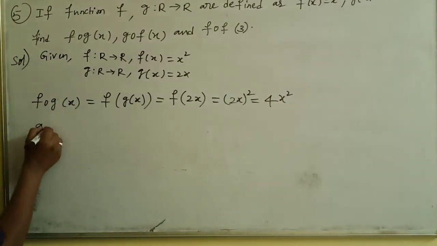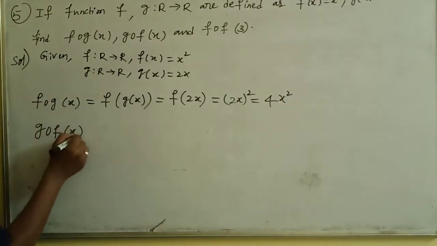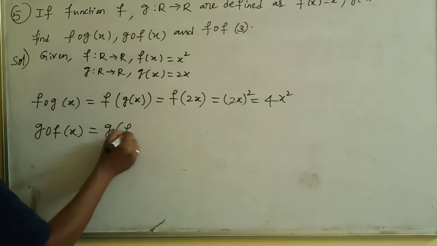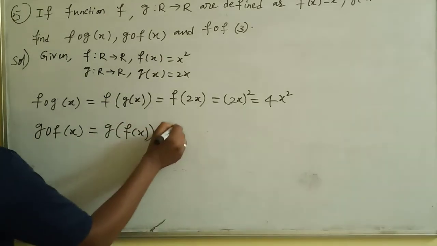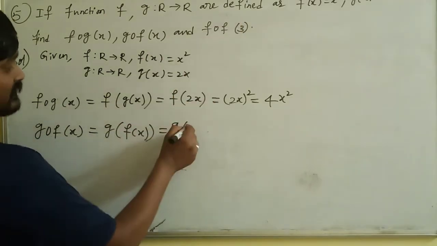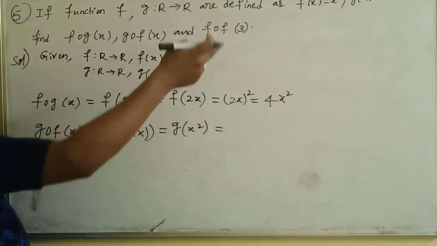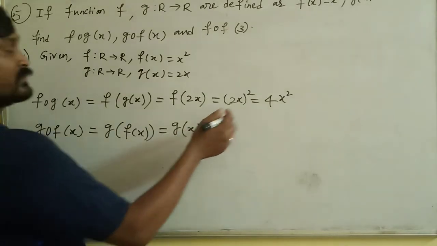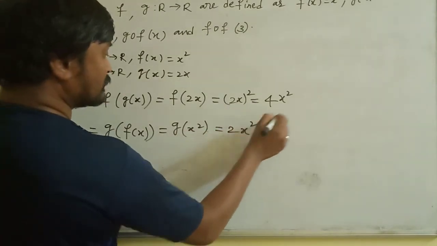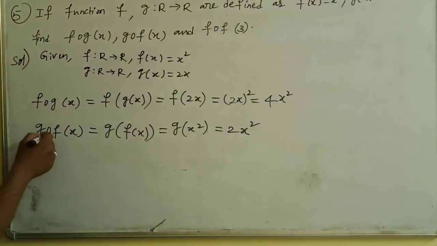So now g circle f of x. That is g of f of x. So what is f of x? x square. So g of x is nothing but 2x. Wherever x is there, substitute x square. So 2 into x square. So that is about g circle f.